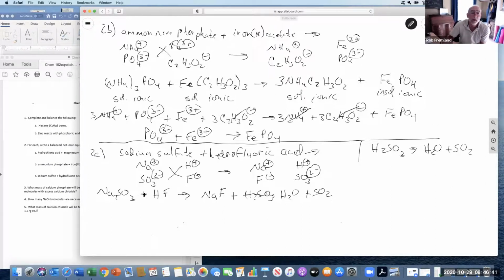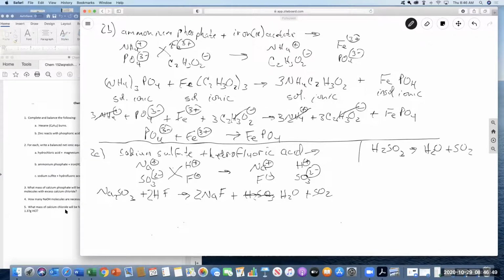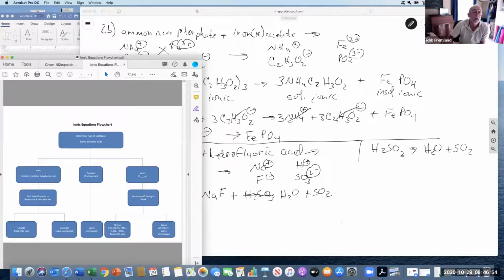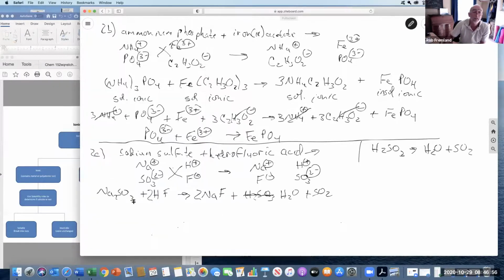All right, so then to balance this, we're going to need 2 here and 2 here. So just kind of cross that out. So then we go through the types of substances, which is on that flow chart. So ionic, covalent, or acid. Anything with a metal is going to be ionic. This is, of course, an acid. This is ionic. This is in toothpaste, sodium fluoride. And then these 2 are covalent.